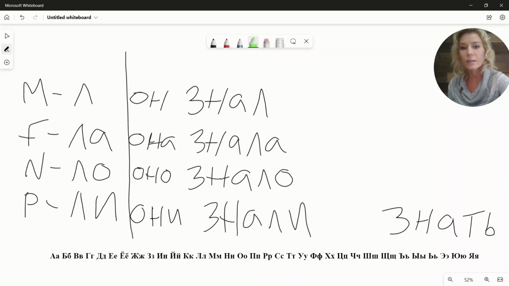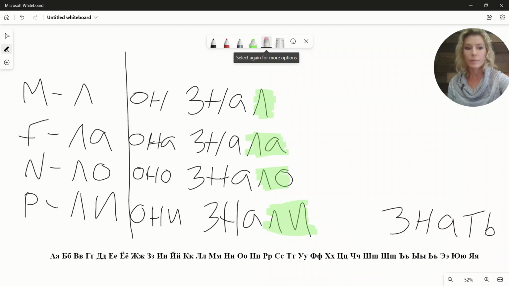Alright, so here, again, masculine ends in L. So that's what we have right there. Feminine ends in la, znala. Neuter ends in lo, pronounced la, znalo. And plural ends in li. Znali. Они знали. And that is the general rule on how to use past tense in Russian.